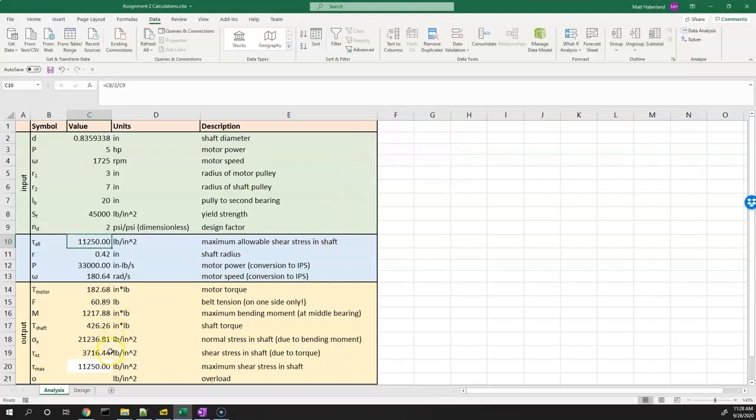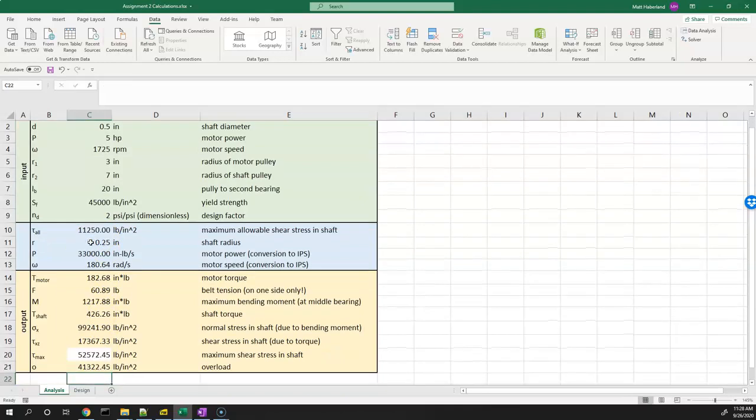So I'm just going to make a cell that's the difference between the maximum shear stress in the shaft and the allowable stress. So I'm going to change this a little bit, mess things up, and I'm going to calculate the difference between the actual stress that I'm achieving and the allowable shear stress in the shaft. And I've called it the overload because it's the amount by which your shaft is overloaded, the additional stress beyond what it's supposed to be able to handle.